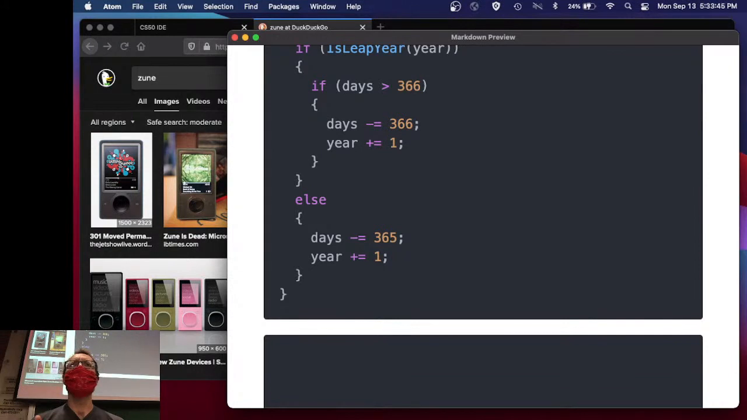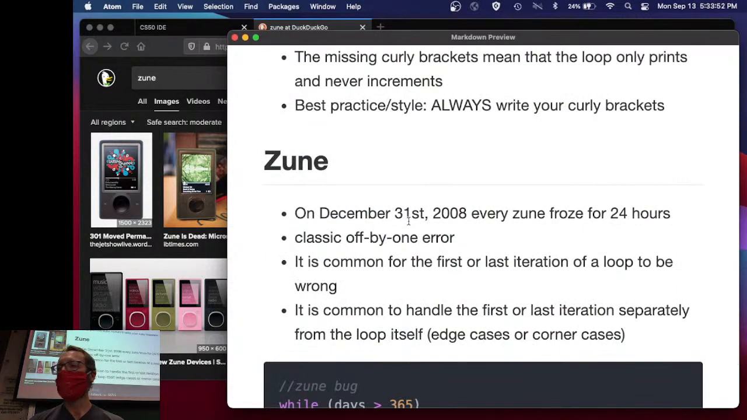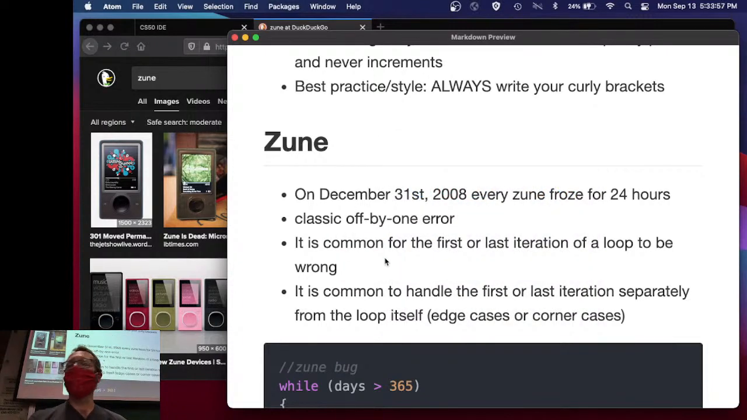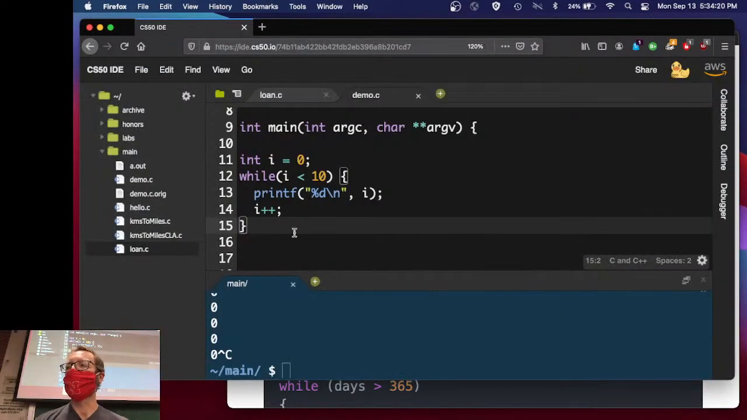Questions so far? Saw a couple of questions. Go ahead. Or not necessarily, but you can go back up so you can finish. Yep. Thank you. All right. So it's common for the first or last iteration of a loop to be wrong, just like this one was. It's common to handle those exceptionally, like handle the last iteration separately, or handle the first iteration separately, or rewrite your loops to handle those and reorder your logic. Question way back there or not? No? Okay. All right. So we don't care what a Zune looks like.